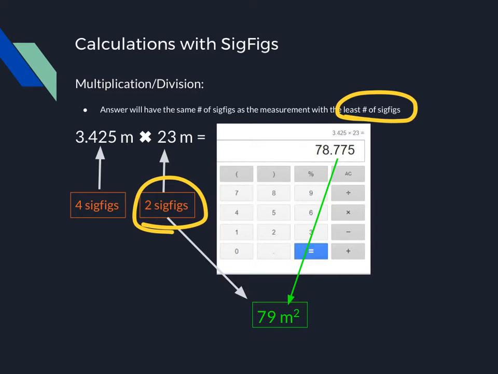So if I plug this into a calculator, you get 78.775. I need it to only have 2 sig figs to match the 23, which has the least number of sig figs, and so I round it to 79 meters squared.